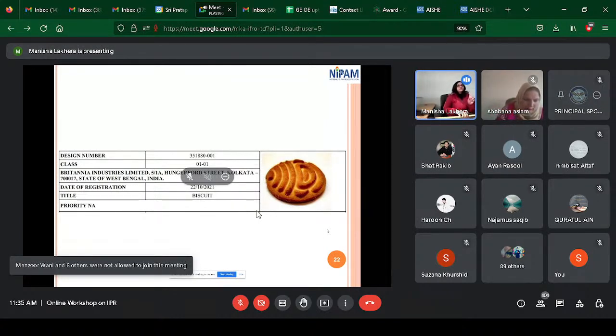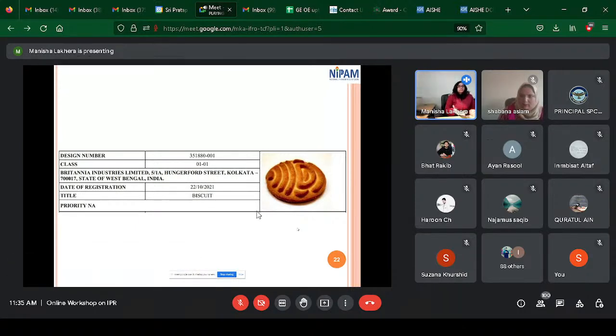So there is the class. Now the product will belong to a certain class. Now the classification of the products is given in the designs rule. So from there you can refer under which category your product is falling, and you can get the class number. So for this biscuit, the class is 0101. Then the title and the date of registration.